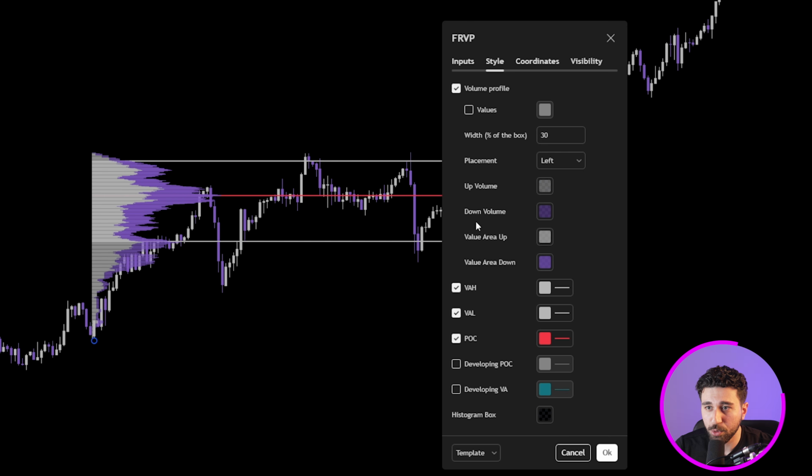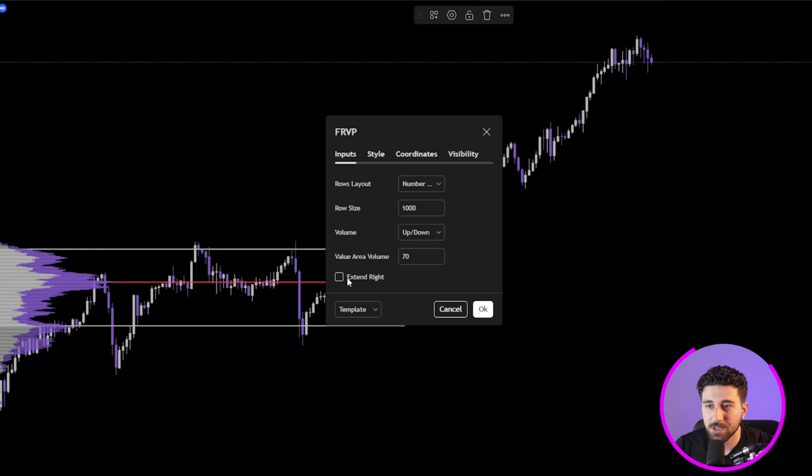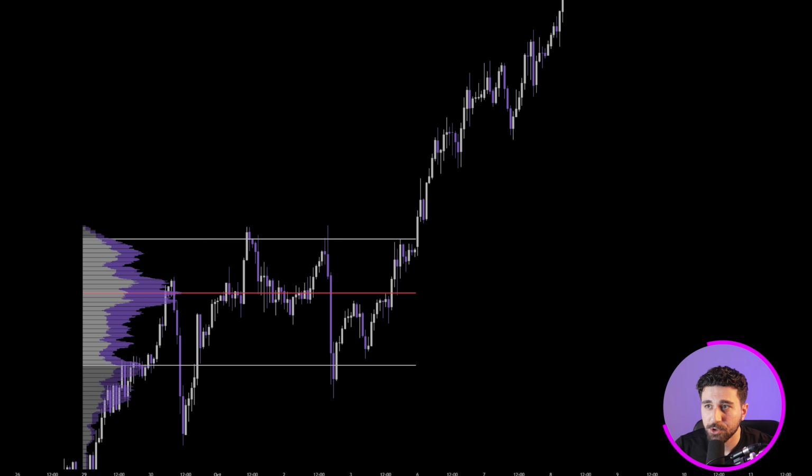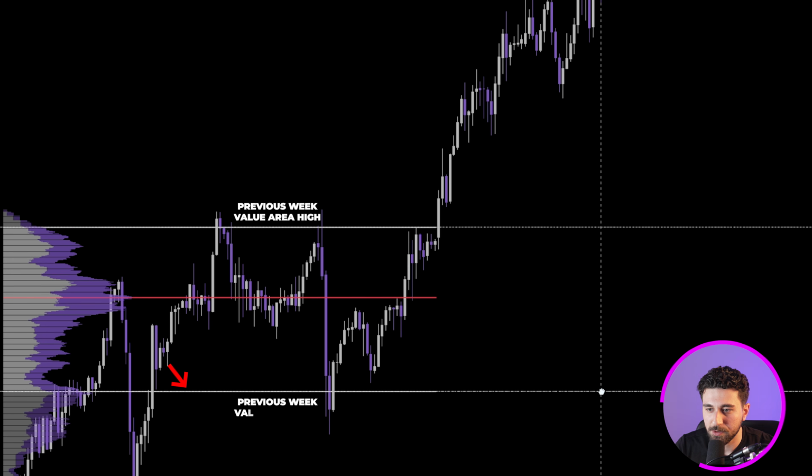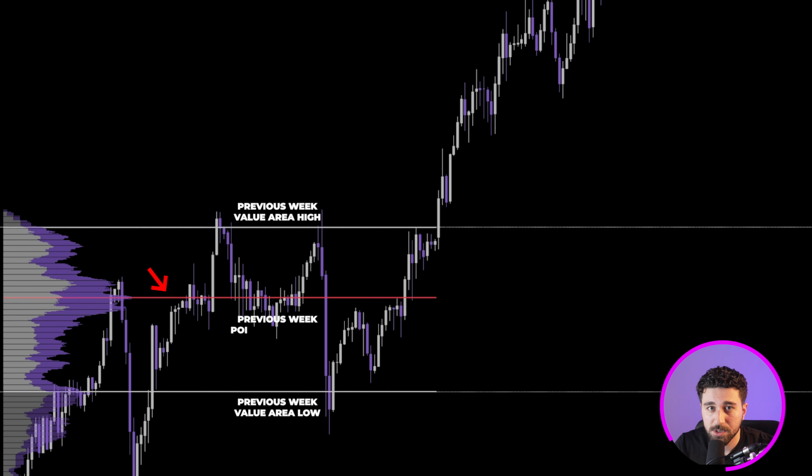And here, what's really important is in the inputs, don't extend it to the right. We will use that for later. Right here, what I do is I just mark the previous week's value area high, then the previous week's value area low, and the previous week's point of control.